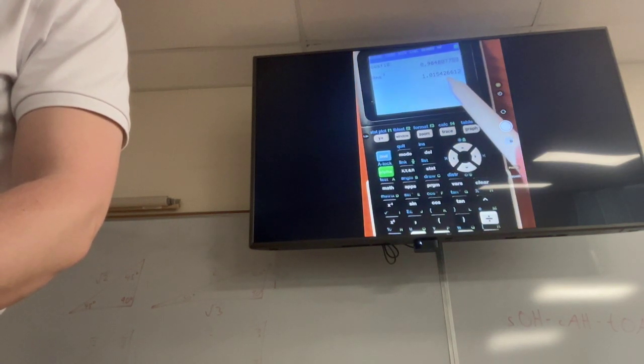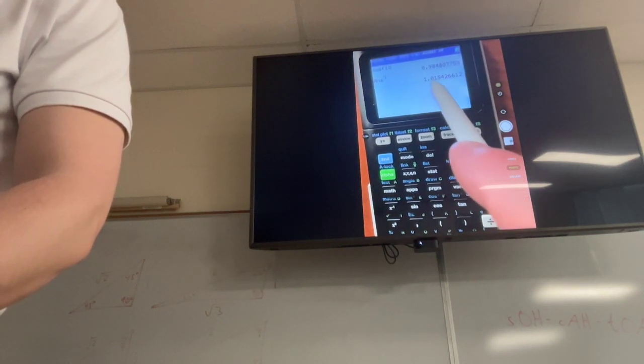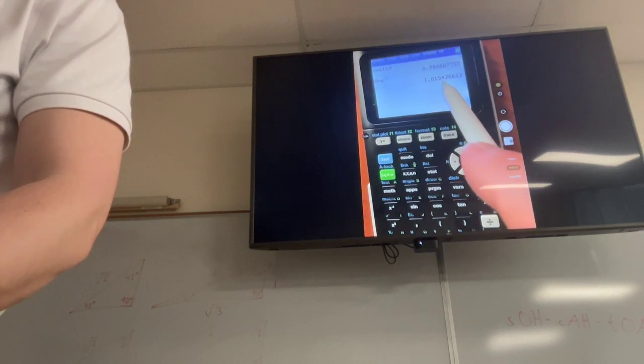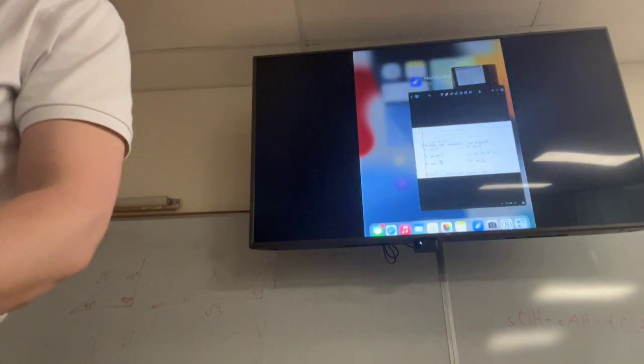Could you also just plug it in as, never mind. Okay. So 1.0154. I need to the 10,000th. So I want those first 4 decimal points. 1.0154.